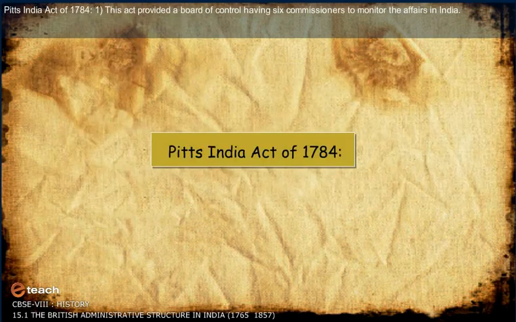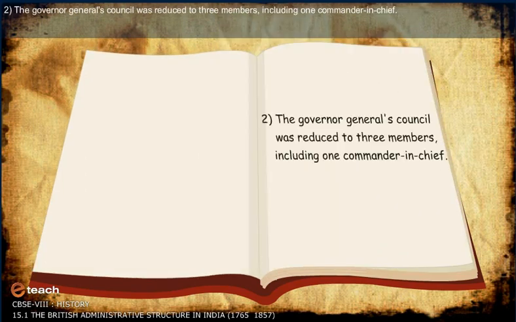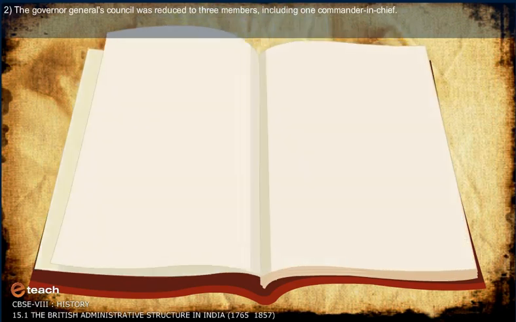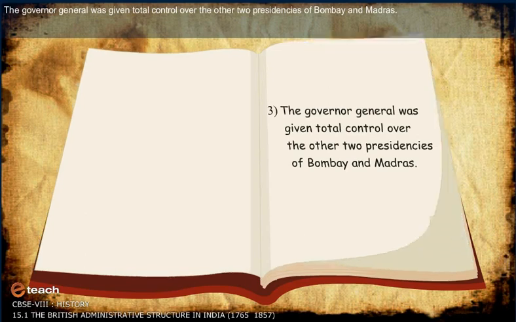Pitt's India Act of 1784. This act provided a Board of Control having 6 commissioners to monitor the affairs in India. The Governor-General's Council was reduced to 3 members, including 1 Commander-in-Chief. The Governor-General was given total control over the other 2 presidencies of Bombay and Madras.